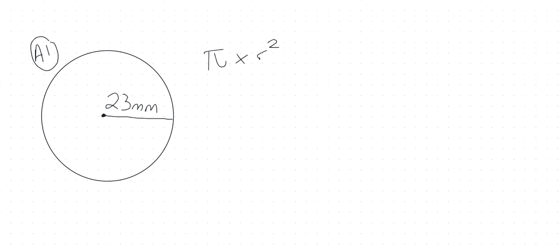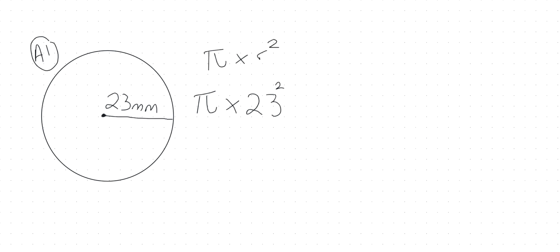So first thing I'm going to do is write out what I need to do. I'm going to take the formula off the formula sheet and write it on, like we can see there now. And then I'm going to place in my radius. Here's my method mark. And then I'm off and running.